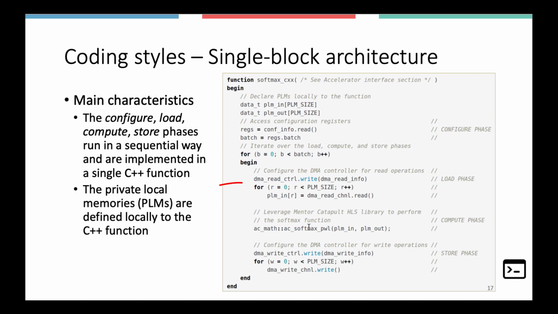During the load phase, we configure the DMA controller with the offset in main memory and the amount of data we want to load. We use the DMA read control port for this. Once the DMA is programmed, we can start reading the DMA read channel and saving data in the PLM. For the compute phase, we leverage the Mentor Softmax, and once the computation is completed, there is a store phase. Similar to the load, we configure the DMA controller, and then we start storing data back in the main memory.